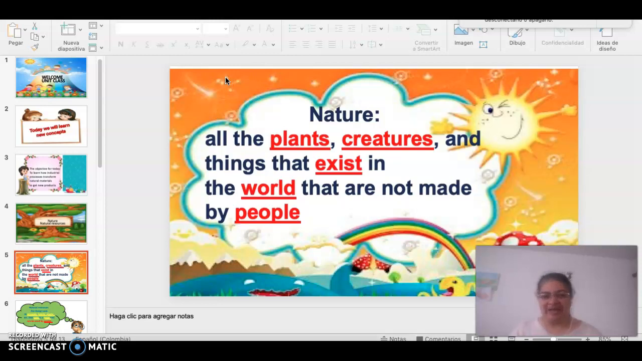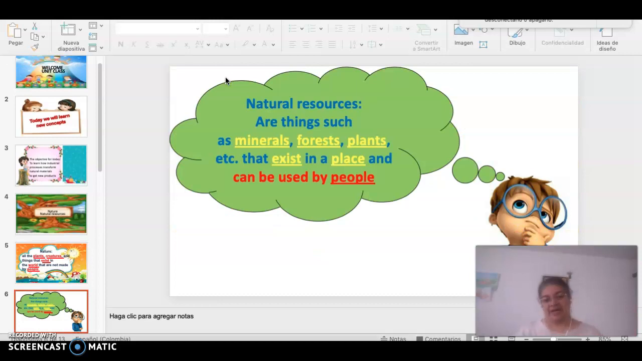What is nature? Well, nature is all the plants, creatures, and things that exist around the world and that are not made by people, okay? And what are natural resources? Well, natural resources are minerals, forests, plants, etc., that exist in our world, in a place, and they can be used by people.